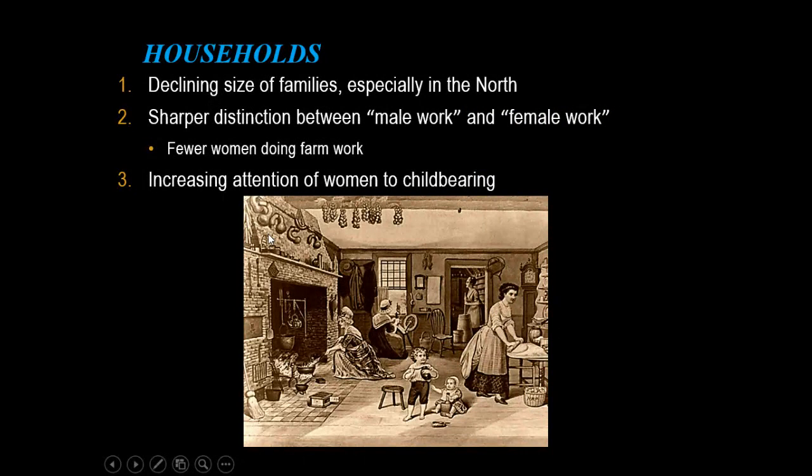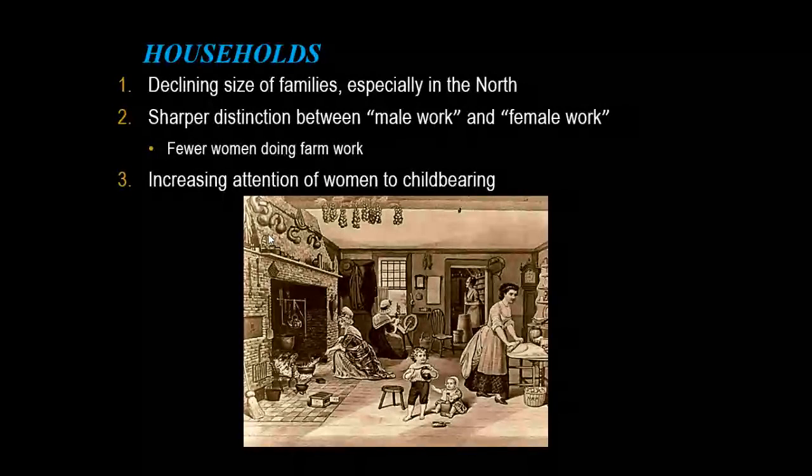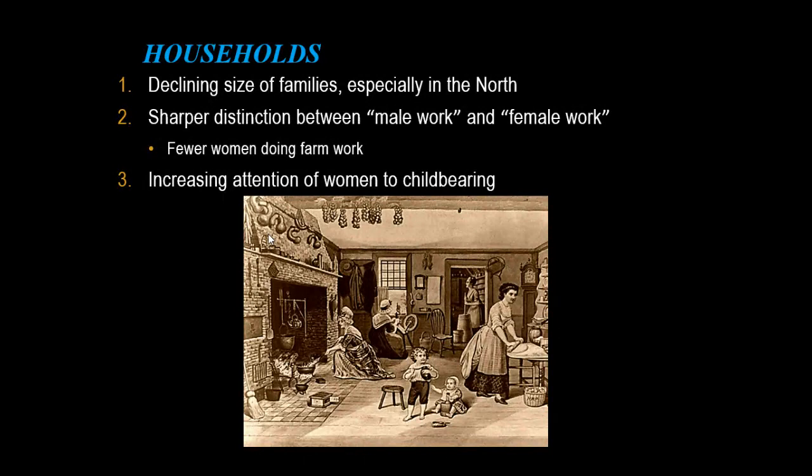One thing we're going to see, which is actually an effect of the factory system, is a declining size of families. I want you to think about why having an increasingly industrial economy is going to make the number of children go down. And keep in mind, guys, that this is before modern ideas of contraception. So what is going to cause families to decrease?